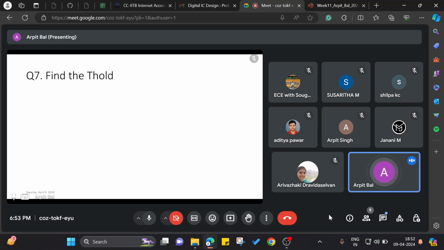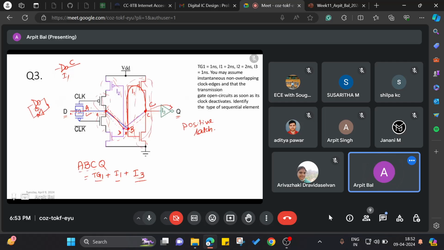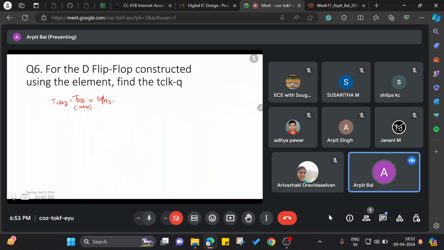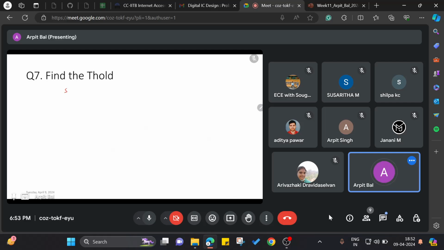Okay, find the T hold. In this case, as it is mentioned that you have instantaneous non-overlapping clock edges, there is no T hold needed. So T hold equals 0.